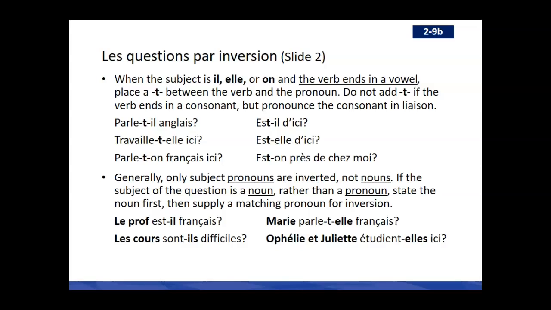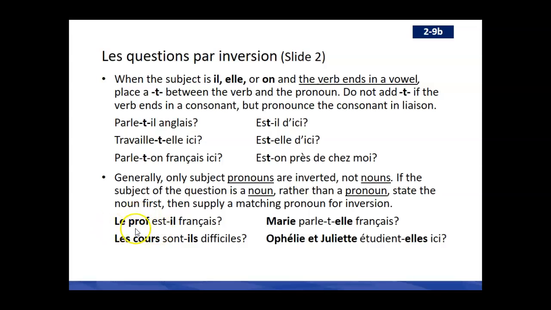Okay, so generally you're just going to invert subject pronouns like tu, il, elle, on, nous, vous, but we're not going to be doing that with actual nouns like we see here le prof or les cours, Marie, Ophélie et Juliette. Okay, if the subject of the question is a noun instead of a pronoun, you basically just state the noun first and then you can do the inversion after that.